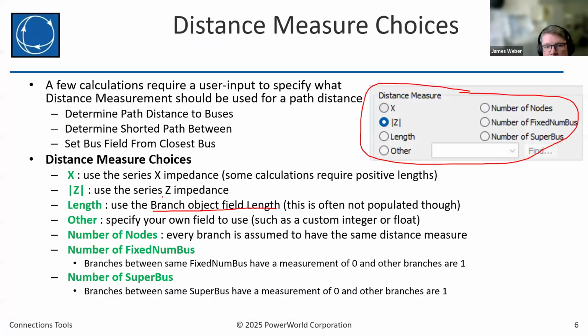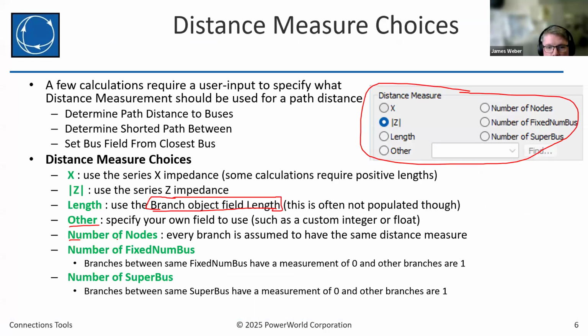Anyway, the point is the length of a branch in a power system model is a field that can be populated. Some utilities will do that, some won't, so you have to be careful with that one. Or you can just say other. I can make a custom field and populate it myself.